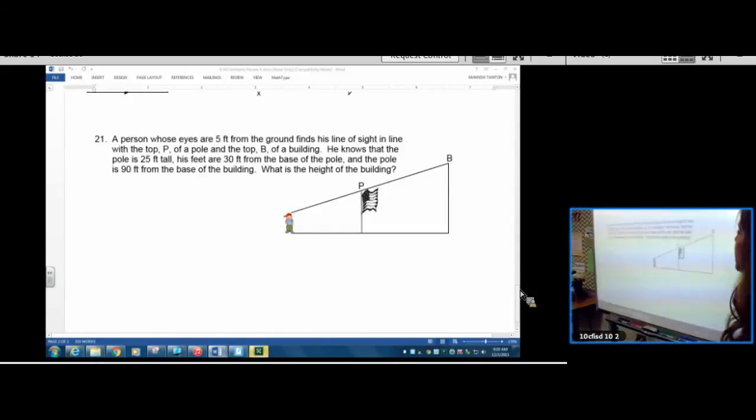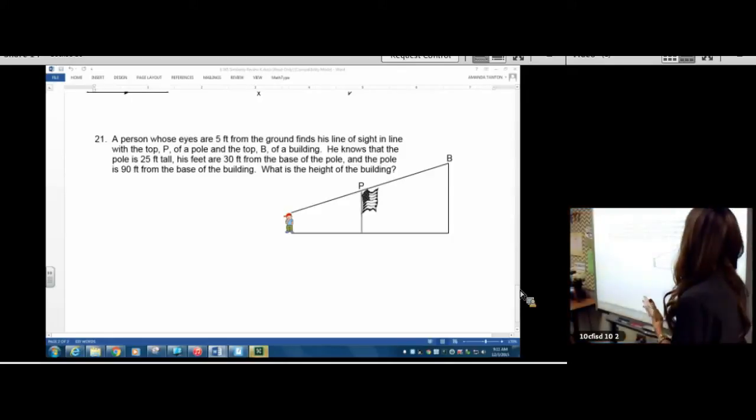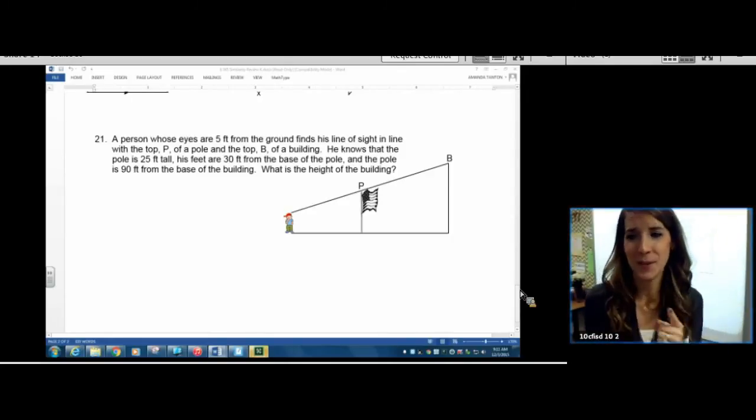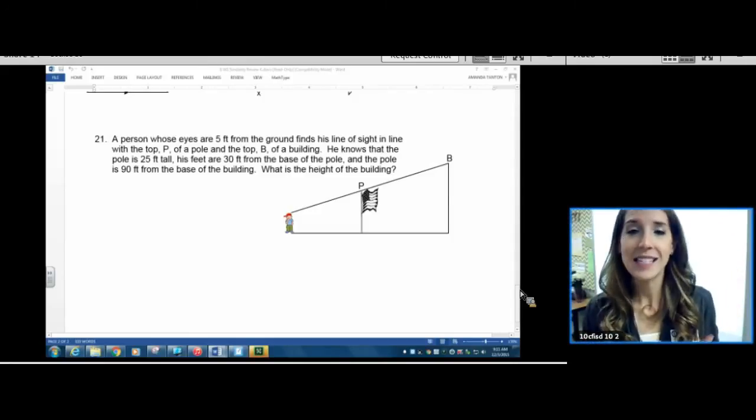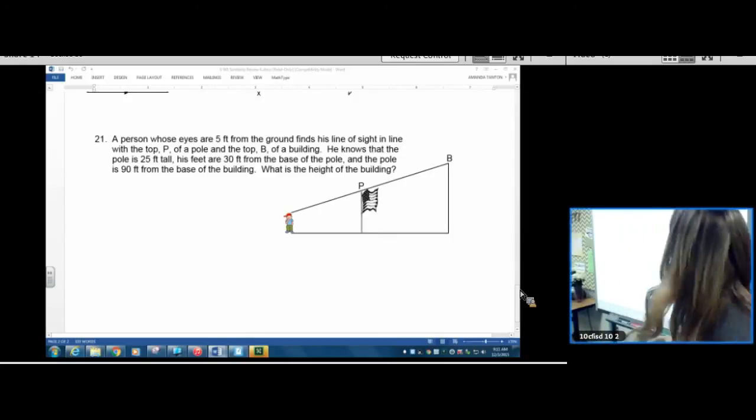Okay, guys, 21, big deal right here. 21, like I just said, is a big deal. We drew the picture for you. You're welcome. But the problem is, I don't see any triangles. I see 0 triangles in this picture. So we have to be really careful. Let's label what we know.